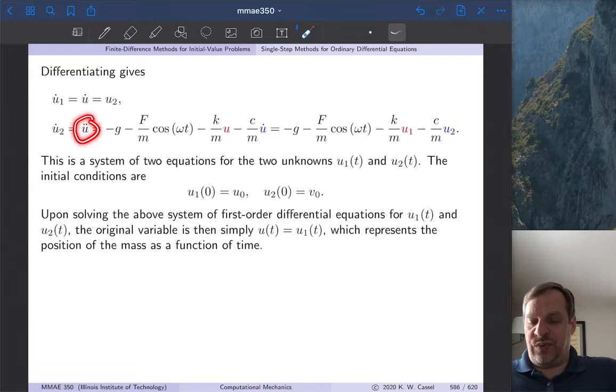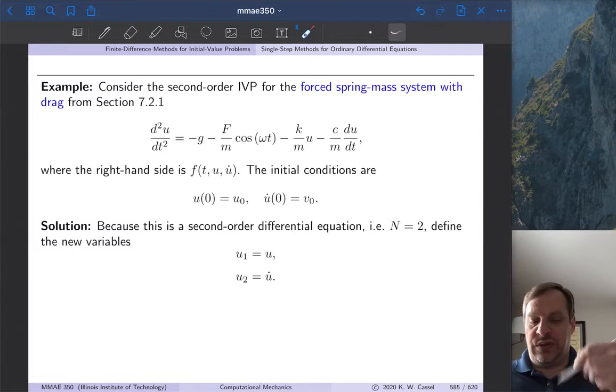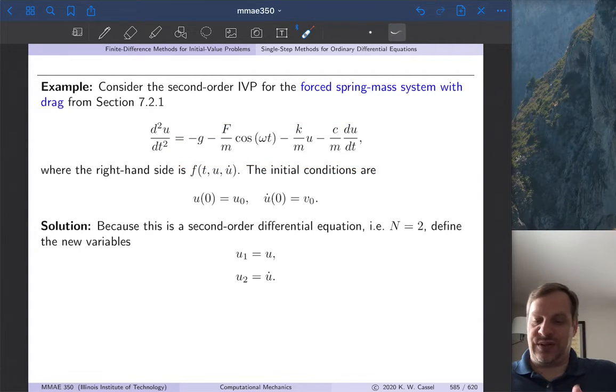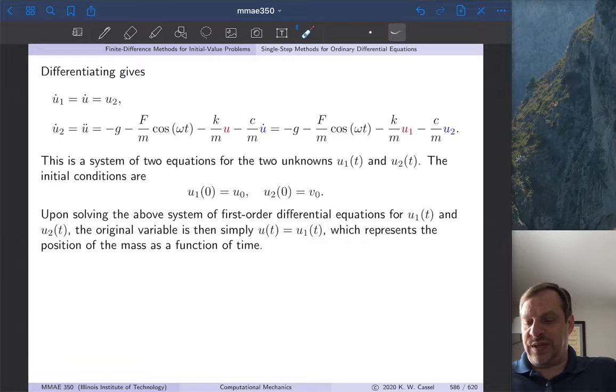And u double dot, once again, whenever you get to the last equation, the highest order derivative, you get that from the original differential equation. So it's the right-hand side of that original differential equation. That's the f. So in this case, that's minus g minus F over m cosine omega t plus minus k over m u minus c over m u dot. And you'll notice I've highlighted the u and the u dot because once again, you're not done yet. You need to convert the old variables u to the new variables u1 and u2. So u is u1 and u dot is u2 from our substitution.